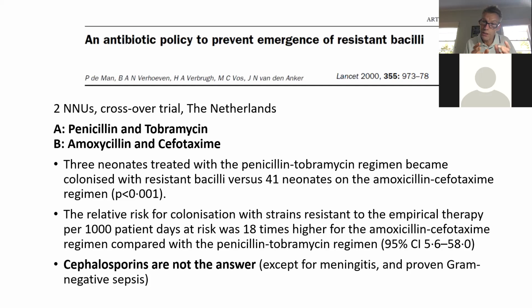I won't go through it, but it's a study in neonatal nurseries in the Netherlands, in Holland, a very good study done over several years. They used either penicillin and an aminoglycoside, so penicillin and gentamicin, or penicillin and tobramycin, standard antibiotics, or they used amoxicillin and a third-generation cephalosporin.